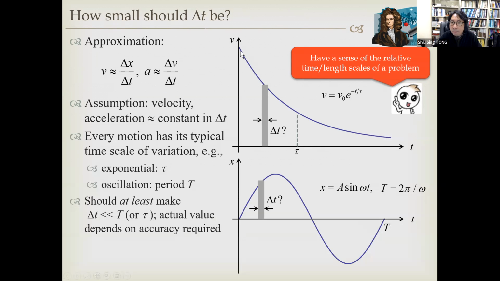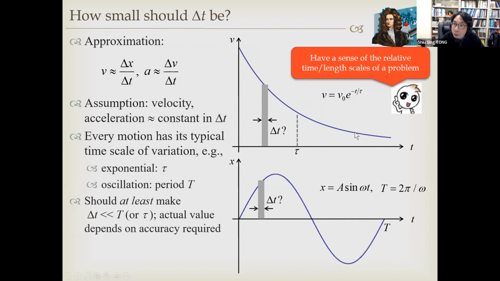For example, in the previous discussion, we discussed these two problems. One problem is the velocity decreasing with time when the object is projected into a medium. The velocity decreases with time, right? The other problem is a simple harmonic oscillation that we have just described. A particle oscillates back and forth under the action of a spring, right? Now, for these two problems, we actually have a time scale. Do you remember what the time scale is?